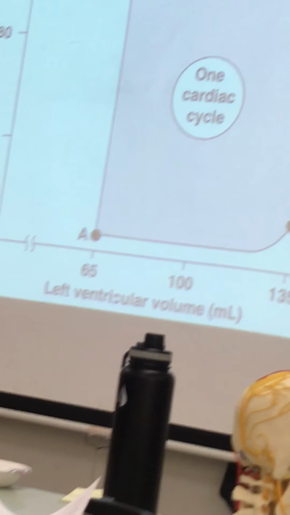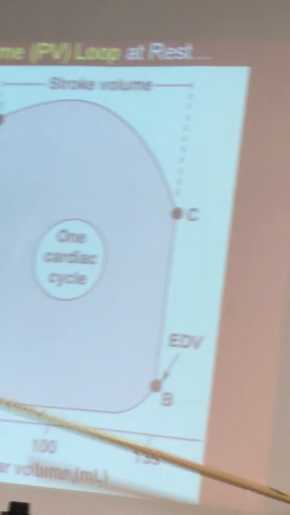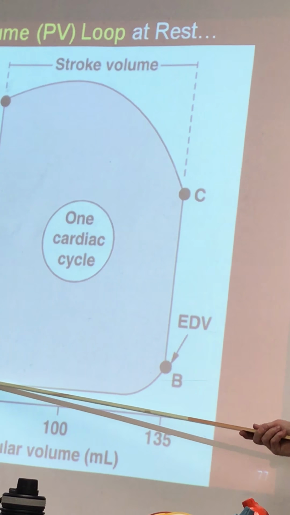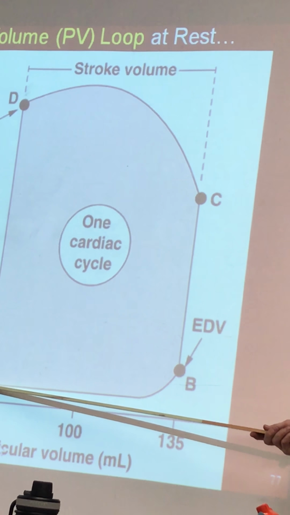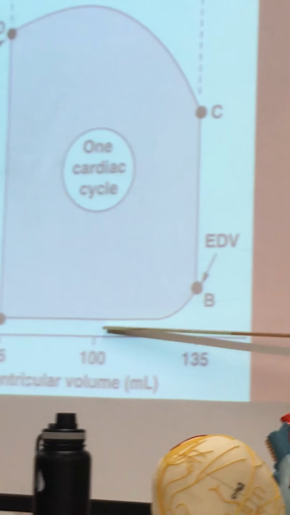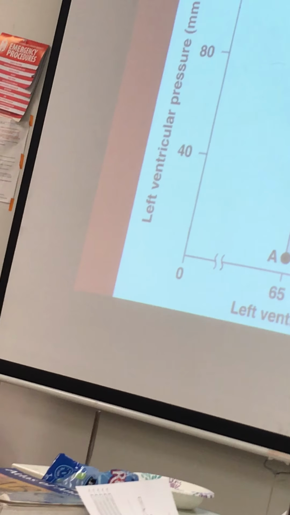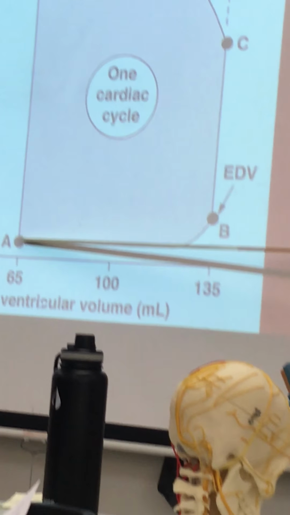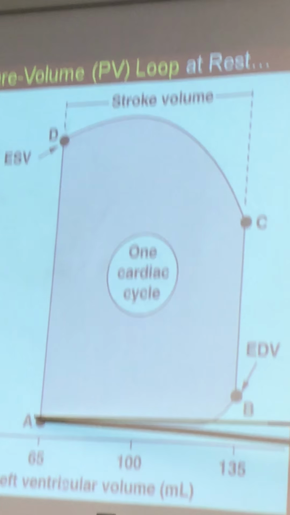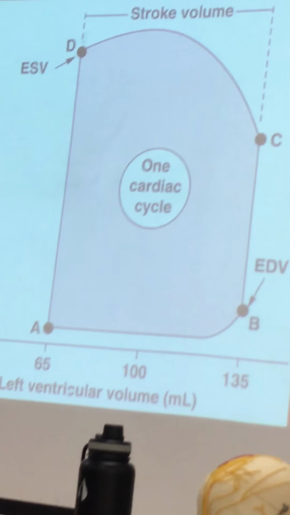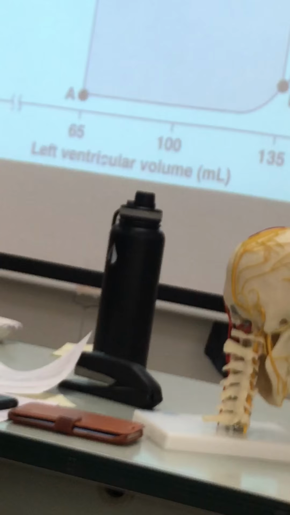What's happening at point A? AV valve open. How do you know the AV valve must have opened right here? Because the next thing that happens is an increase in ventricular volume, right? X-axis is volume, y-axis pressure. So after point A, we don't see a change in pressure, but we do see an increase in volume. And this is pressure and volume of what?